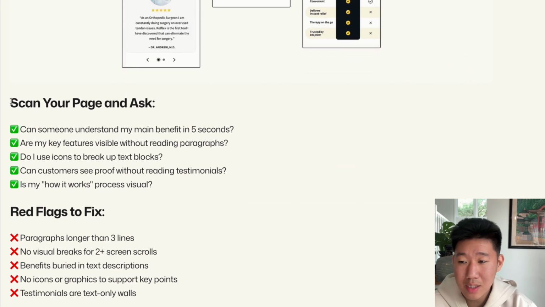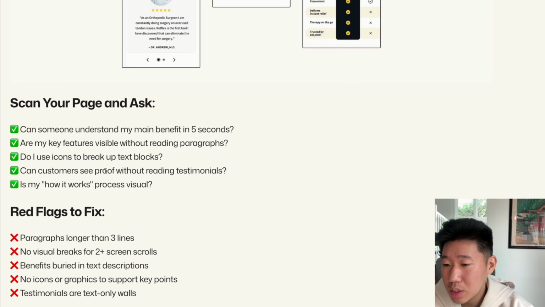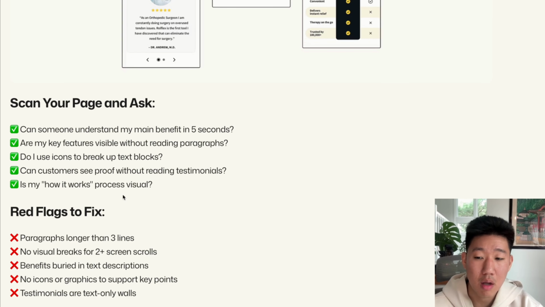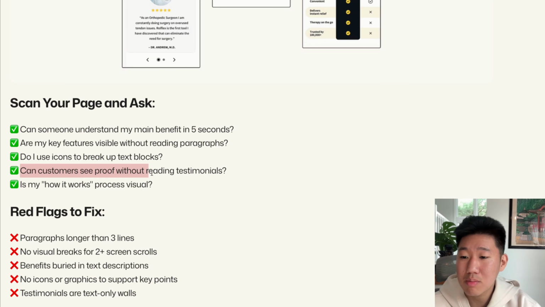So, quick checklist, scan your page and ask these questions. Can someone understand my main benefit, my main USP, in under 5 seconds? Are my key features visible without reading paragraphs? Do I use icons to break up long text blocks? Can customers see proof without reading testimonials? Is my how-it-works process visual?